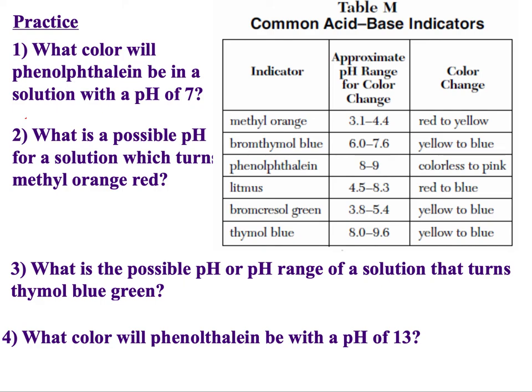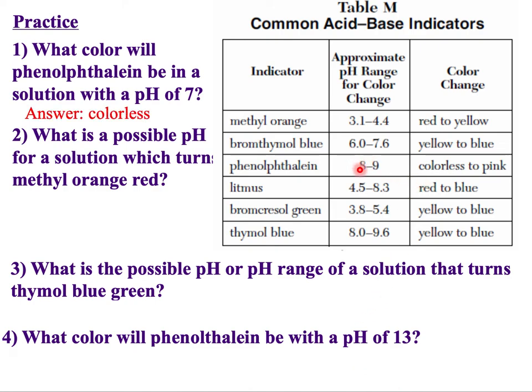All right, let's practice this. Practice problem 1. What color will phenolphthalein be in a solution with a pH of 7? So we're going to go to Table M, our common acid-base indicators, go to phenolphthalein, and the first thing we have to do is look at the range. We are in the range of 8 to 9, but we have a pH of 7, which means we're below this 8. If we are below this 8, we're going to be the color that's first in the list, which is colorless.